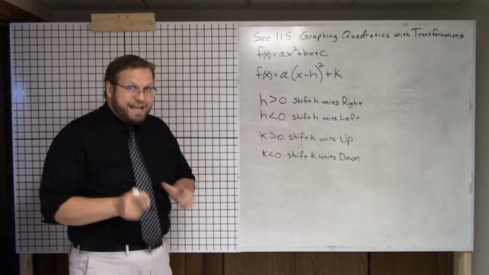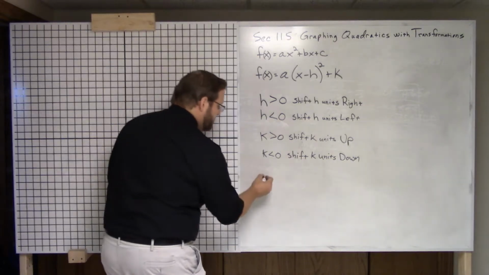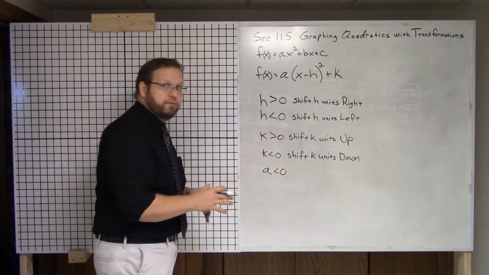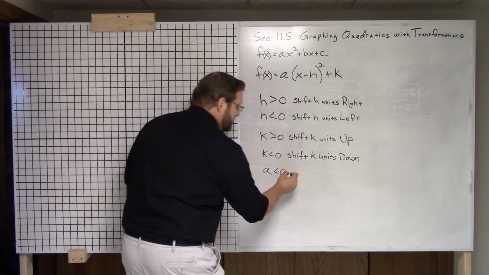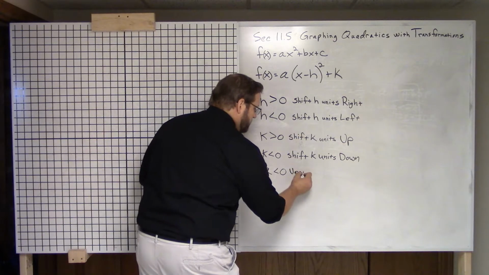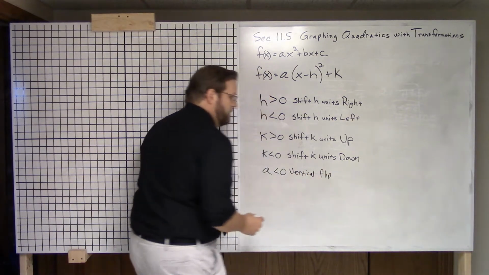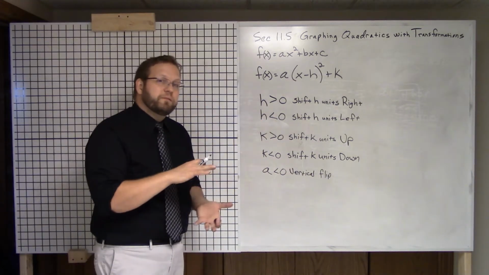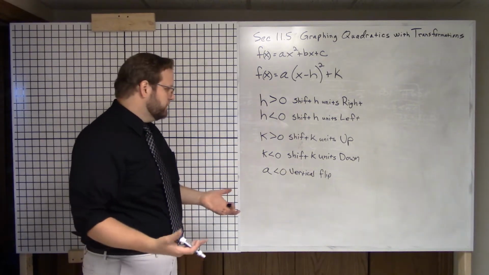Now, the a value. There's a lot of little nuances with the a value. First of all, if a is less than 0, meaning it's negative, I don't care what number it is, but it's negative, then we are going to have a vertical flip. We're going to flip that graph vertically. That really is a reflection about the x-axis, but we're just flipping it. That's really what it comes down to.